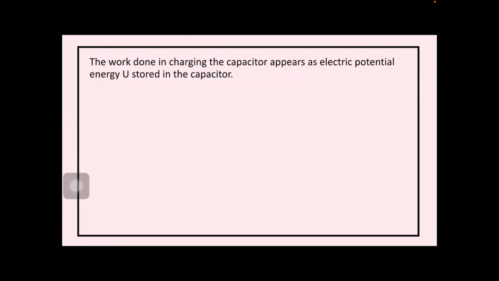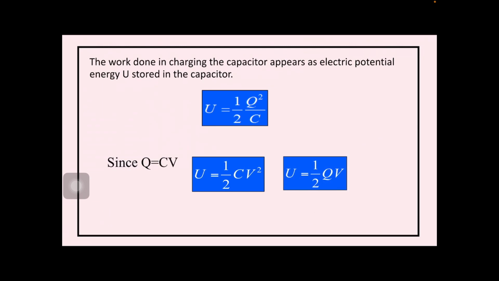The work done in charging the capacitor appears as electric potential energy U stored in the capacitor, okay, equals to half Q squared over C. Since Q is equals to CV, so we can substitute, okay, or rearrange the equation. So we will get these three equations: U equals to half Q squared over C, or U equals to half CV squared, or U equals to half QV. So it depends on the situation. Okay, if we have information about Q and V, so we can use this one, U equals to half QV. If we have information about Q and C, then we can use U equals to half Q squared over C.